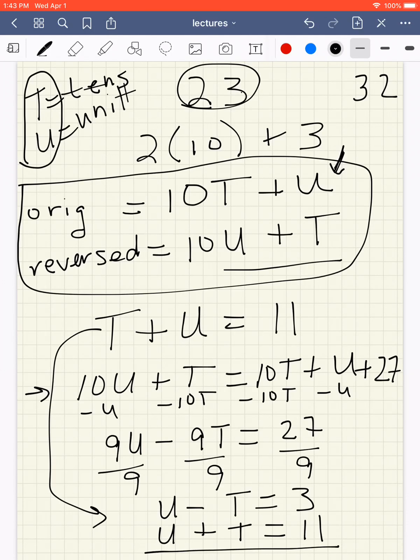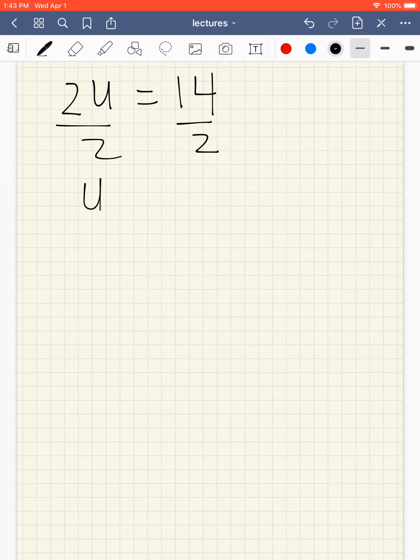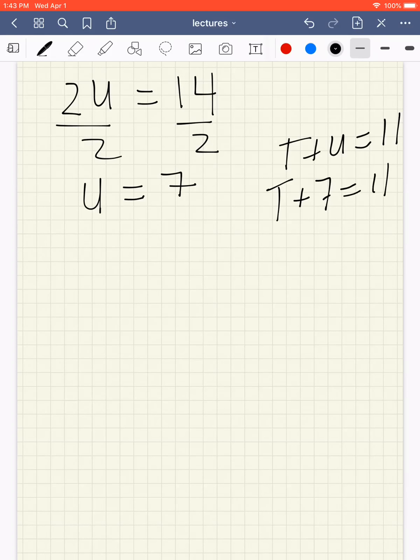Now if we add those together, the t's will cancel. So we'll get 2u equals 14. We divide both sides by 2. So u equals 7. And then we can go up to the other original equation that said the sum of the digits was 11. And we can plug in u is 7. So t plus 7 equals 11. Subtract 7, so t is equal to 4.